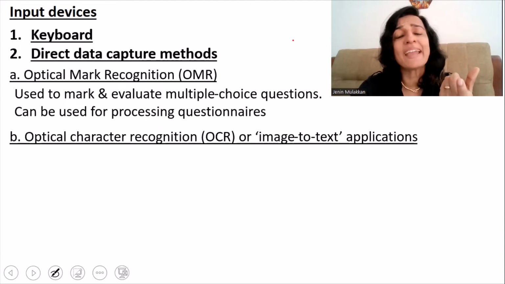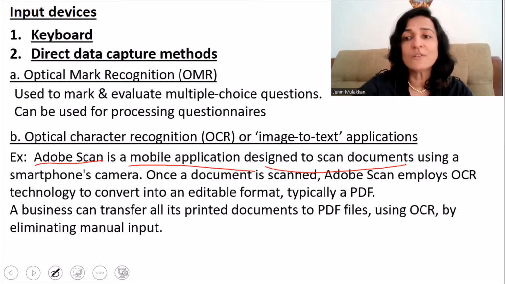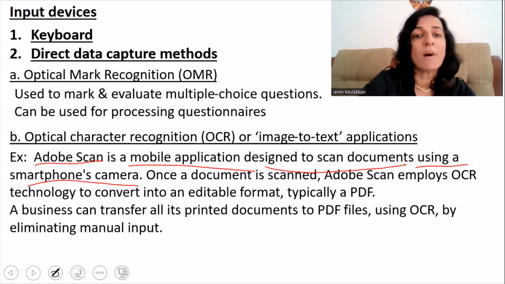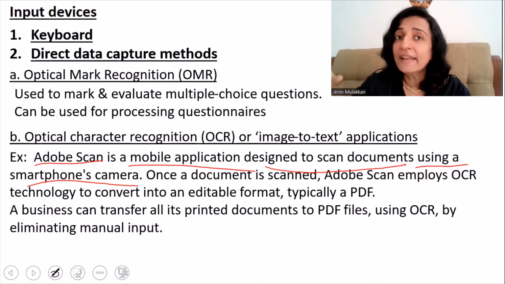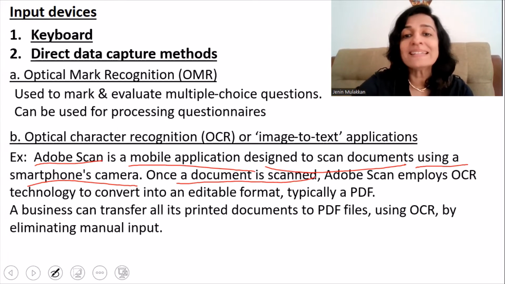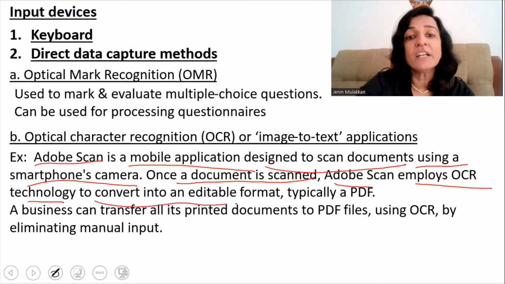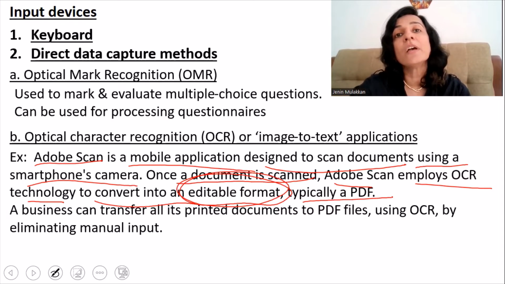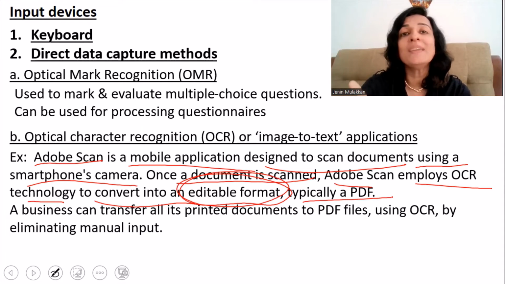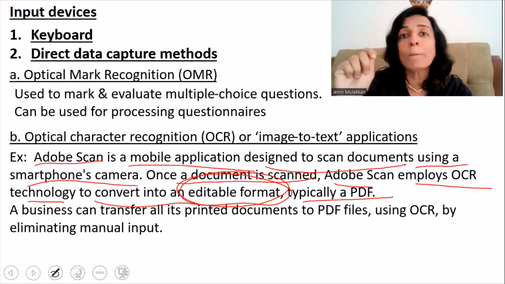Now we can use Adobe Scan. So example is Adobe Scan, which is a mobile application designed to scan documents using a smartphone's camera. So what you can do is you can download the Adobe Scan and then you can scan the page from the textbook. So what happens once the document is scanned, Adobe Scan employs OCR technology to convert it into an editable format, typically a PDF. So what you can do is you can use Adobe Scan and you can get an editable PDF file. Then all that you have to do is copy and paste.